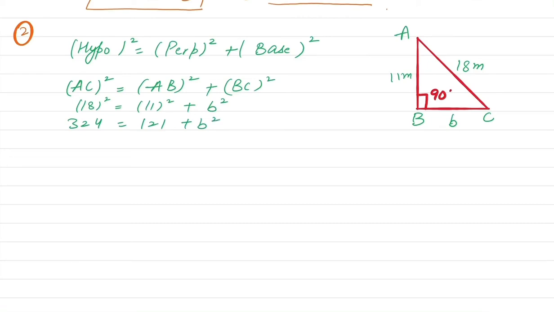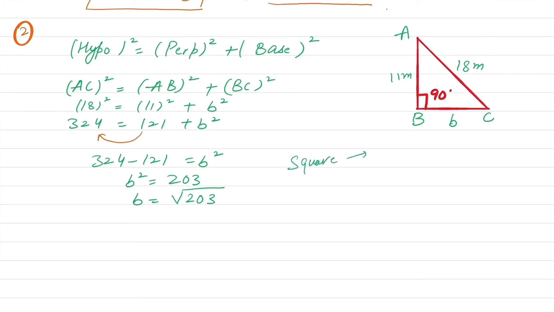Now we need to take 121 to the other side of equal to, because we need to solve this equation. So 324 take away 121 is equal to b square. Now 324 take away 121, we're left with 203. So b, now we need to do the under root, because we need to remember that when square goes to the other side of equal to, it will become under root, or we can say square root. So it's one and the same thing. Under root, square root, same.